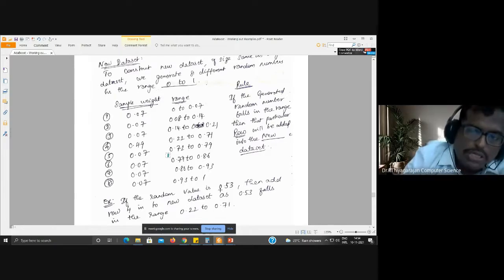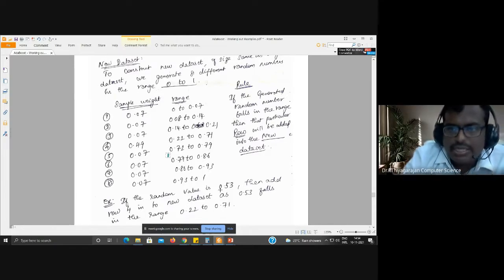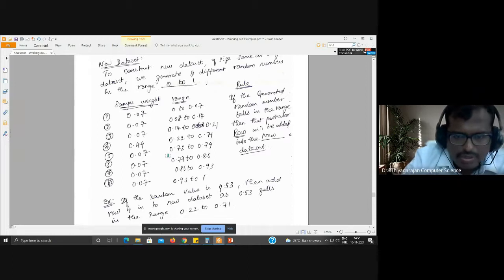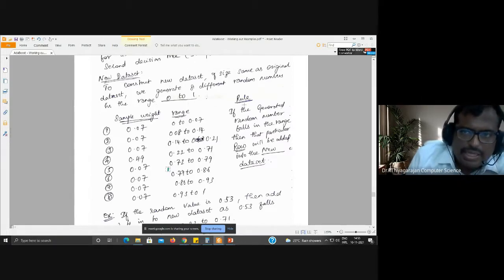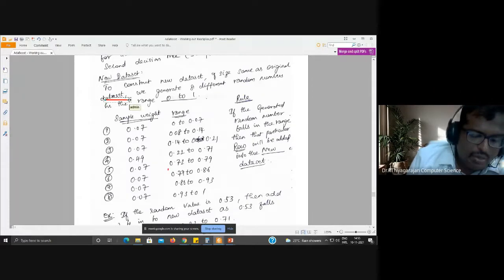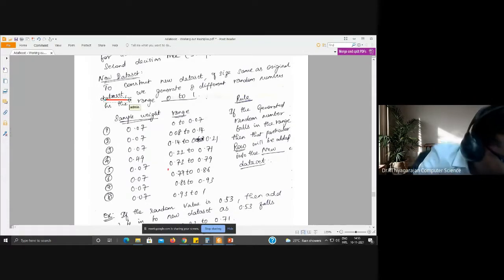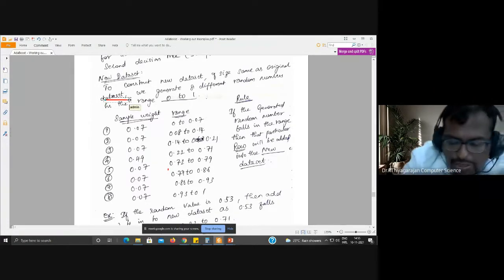So now the rule is that you have to generate random numbers. How many random numbers do you have to generate? You have to generate 8 different random numbers to construct a new data set. The new data set size should be the same as the old data set size. What is the old data set size? Old data set size is 8. So the new data set should also contain 8 rows. For constructing a new data set, you have to generate 8 different random numbers.